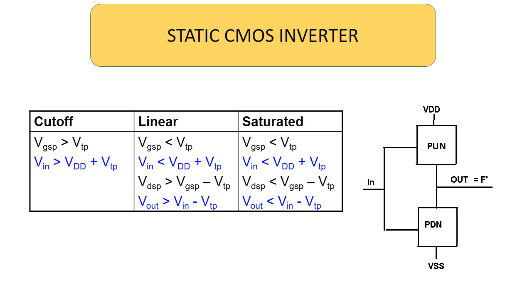Look at the figure which has been shown at the side. There is a PUN and the PDN. The PUN is the pull-up network and the PDN is the pull-down network. The pull-up network or the PMOS is called so because it pulls the output voltage towards VDD. The PDN or the NMOS is called so because the output voltage is pulled down towards ground by this network.